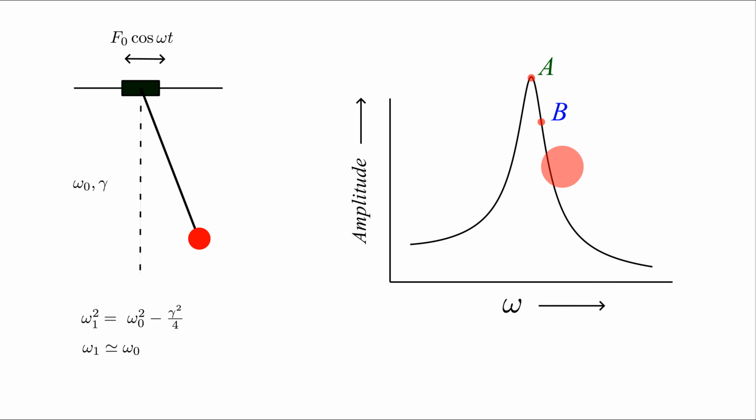If driver frequency is below that, we have less amplitude, and if driver frequency is larger than this frequency, we also have smaller amplitude, and this is the resonance condition.